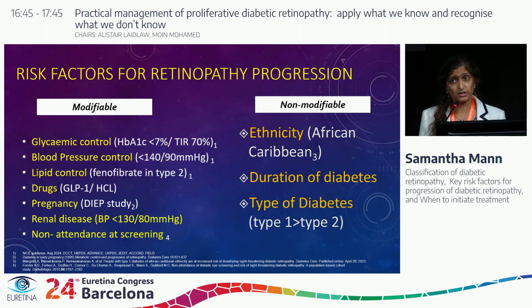And non-attendance is a big one as well. We did a study a few years ago showing that if you did not attend your appointment on 2 consecutive years, you had 10 times the risk of having a referable retinopathy at your next encounter. Non-modifiable risk factors, ethnicities are important. If you are of African Caribbean origin, you're much more likely to have sight-threatening retinopathy and maculopathy requiring laser. Duration of diabetes is important, which is why type 1s are more at risk than type 2s, because the duration of the diabetes is longer.